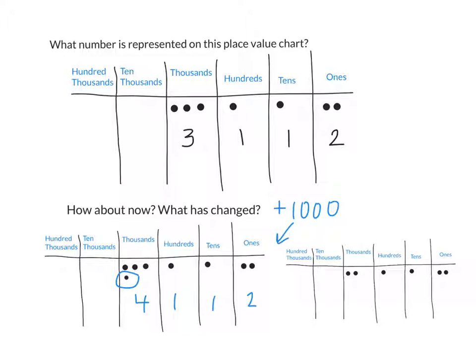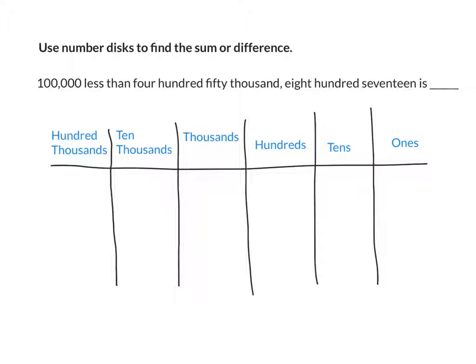Yeah. So how many thousands do I have now? 2. How many hundreds? 1. How many tens? 1. How many ones? 2. What number do I have? 2,112. So what was the difference between my top one and the bottom one? I took away 1,000. So we can see that one of them was 1,000 more and one of them was 1,000 less. Good.